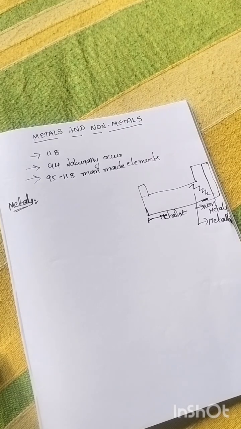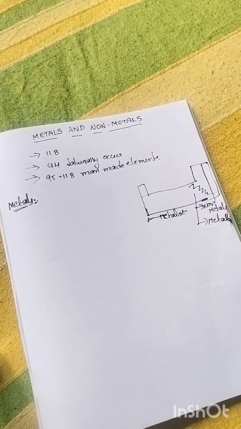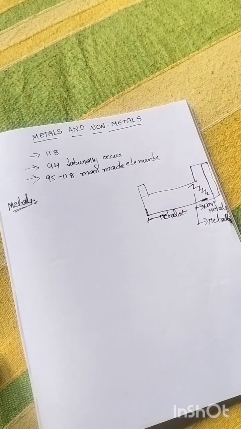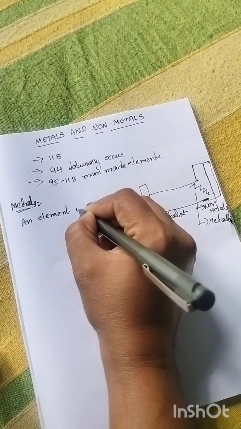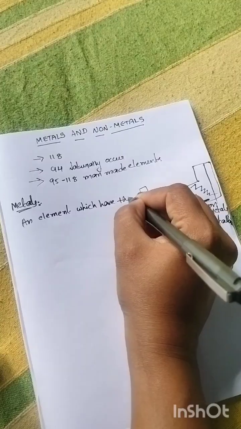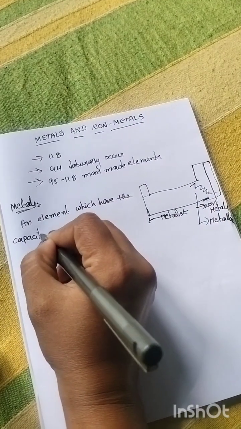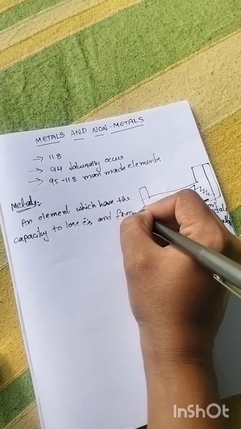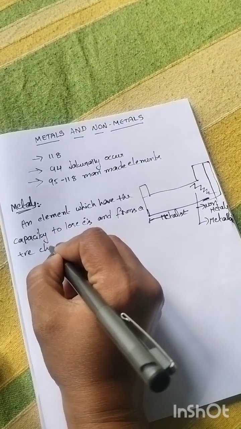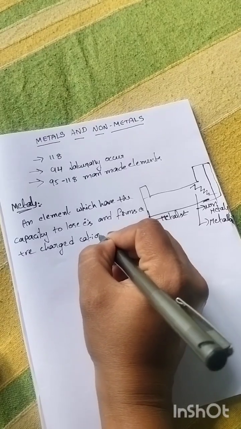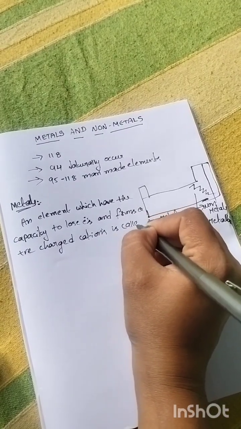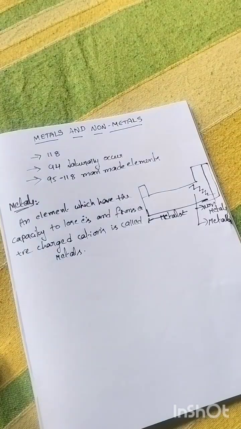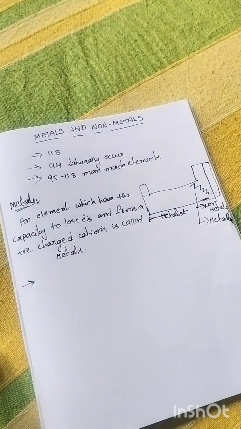What is the definition of metals? Metals are the elements which have the capacity to lose electrons during a chemical reaction. Some elements have the capacity only to lose electrons, and some elements have the capacity only to gain electrons. Based on their losing and gaining of electrons, we can classify them, some are metals and some are non-metals. So this is the definition part of metals.